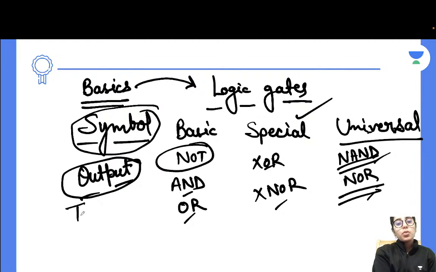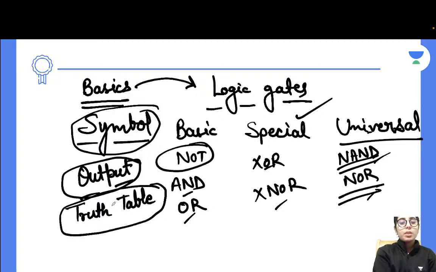Then once you get to know about these things, you have to prepare the truth table part. Now once you consider the truth table, what will be the next thing you have to consider? That's going to be another section, and that is what is the unique output you get.